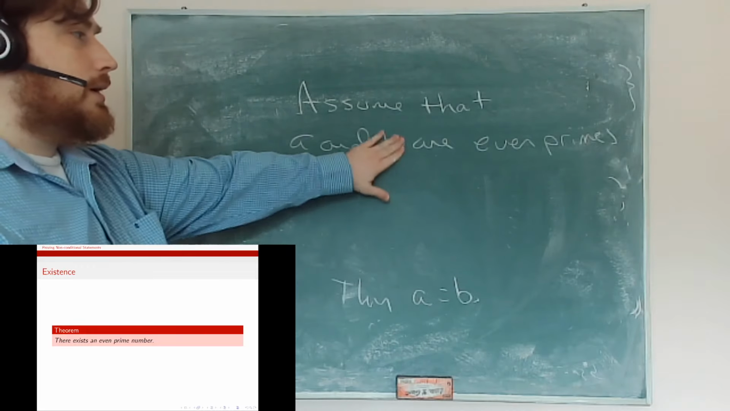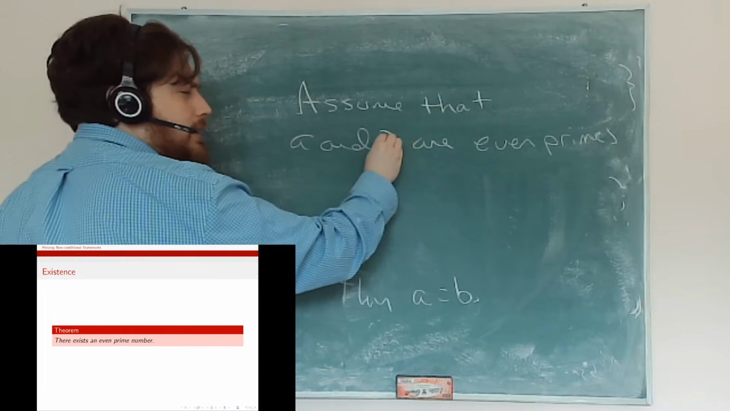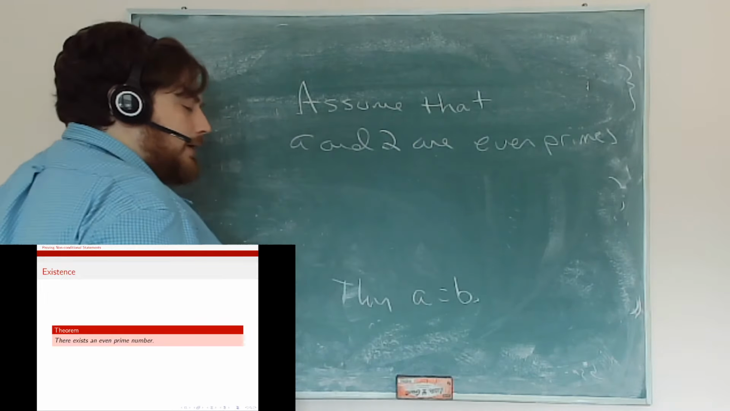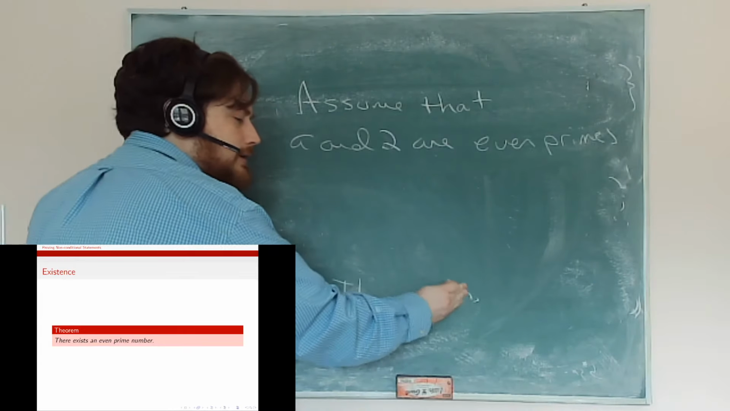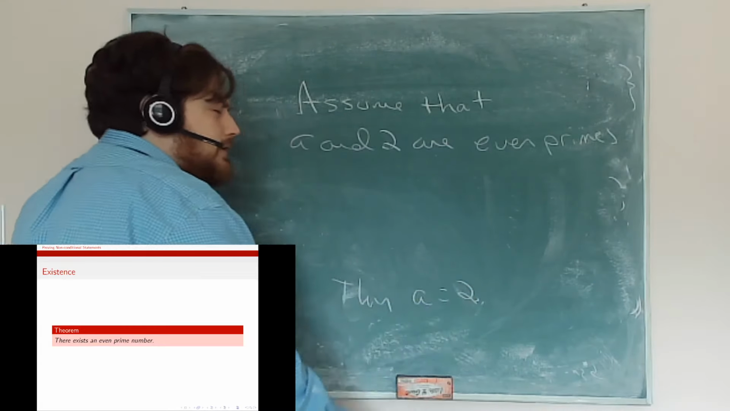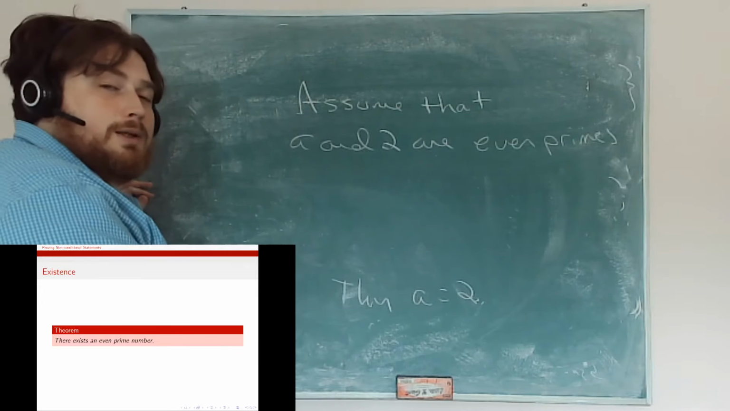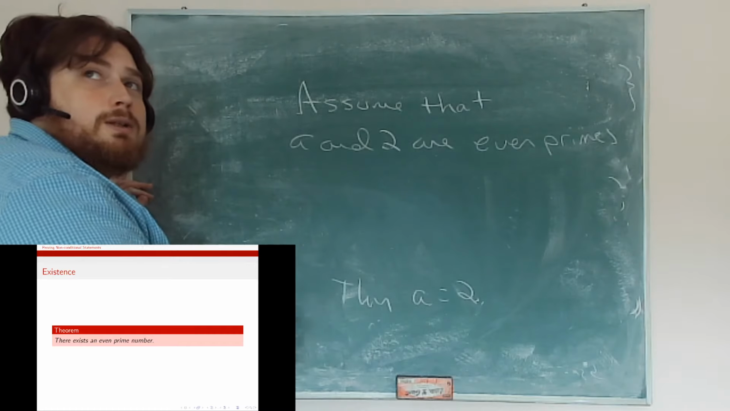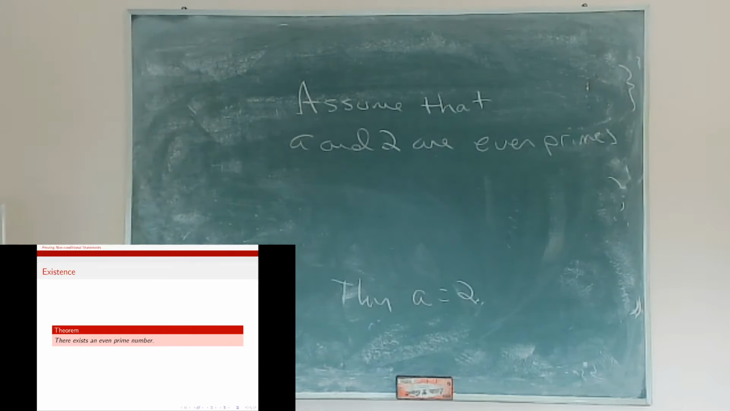All right, so for this one, I already know that 2 is an even prime. So let's assume that I have A and 2 are even primes. What I want to be able to do is show that, in this case, A is equal to 2. So therefore, if I had any even prime, all of them have to be equal to 2, so 2 is the unique even prime. So that's the argument we're using here.